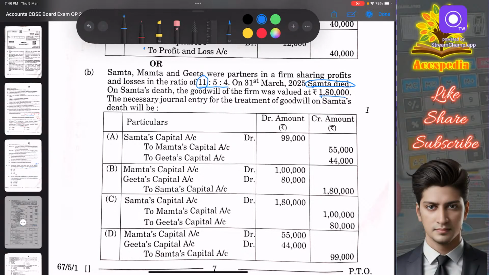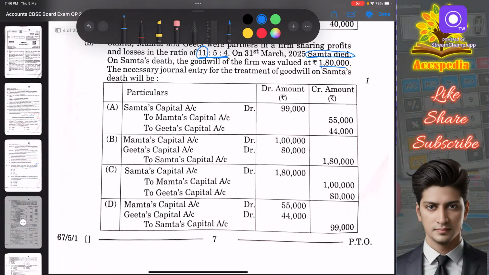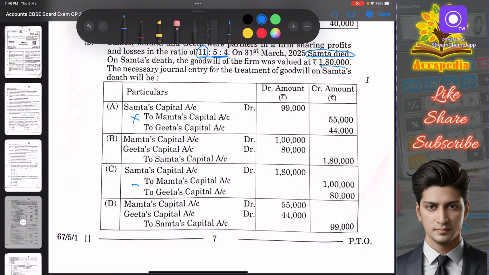The necessary journal entry for the treatment of goodwill on Samta's death will be, okay, this is the journal entry for the goodwill, as there is no new ratio. So the gaining ratio will be the remaining partners' new share, 5:4, and that is the gaining ratio of the remaining partners Mamta and Geeta. So the journal entry for this is Mamta's capital account debit, Geeta's capital account debit to Samta. If you see, these 2 are eliminated, because here the outgoing partner is debited, but actually the gaining partner, which is the continuing partners, has to be debited.